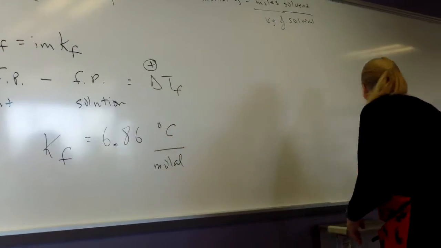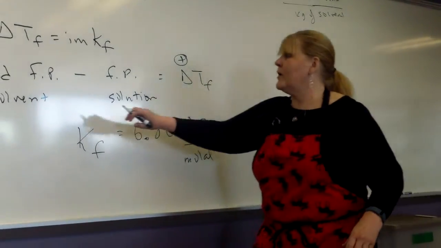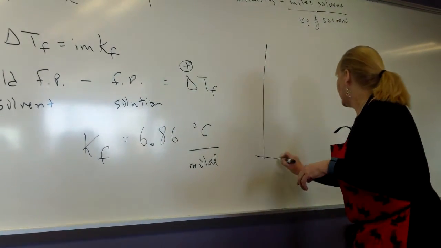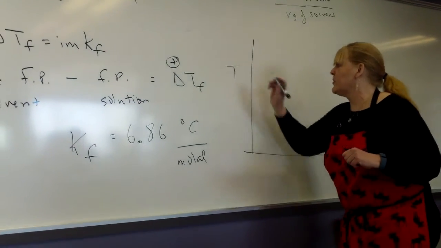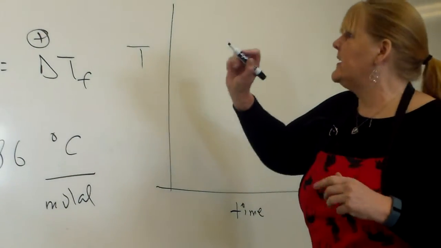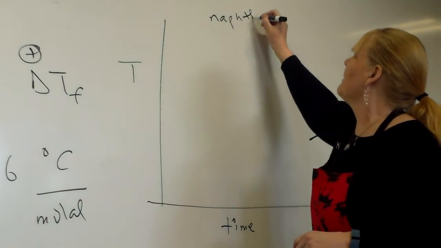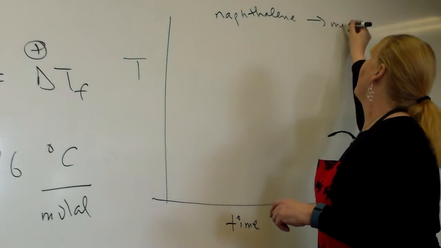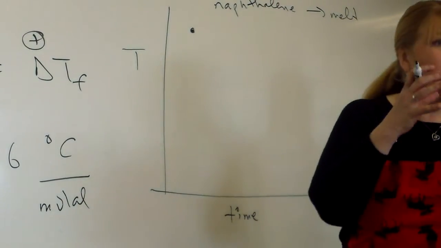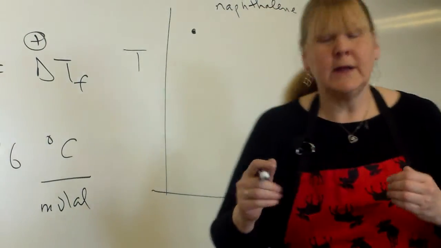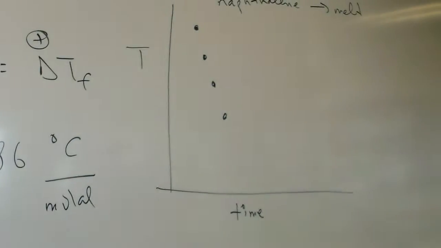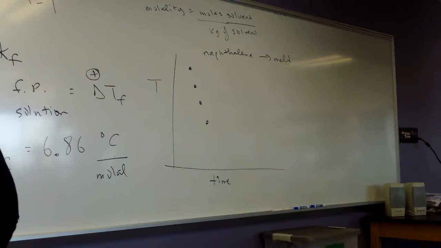All right, so with all of this, this still doesn't answer the question of how we are going to measure the freezing points. So let's think about this, because what we're going to do is generate a graph. We're going to look at temperature versus time. Here's what we know happens: if we take naphthalene and melt it, we get liquid naphthalene. If we let liquid naphthalene cool, its temperature is going to drop as we go from a liquid until we get to our liquid-solid interface.